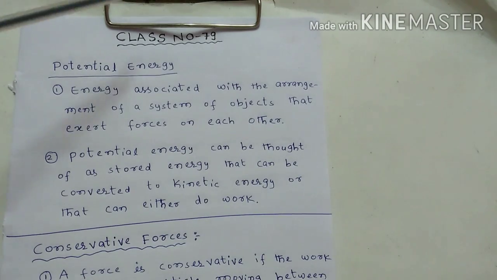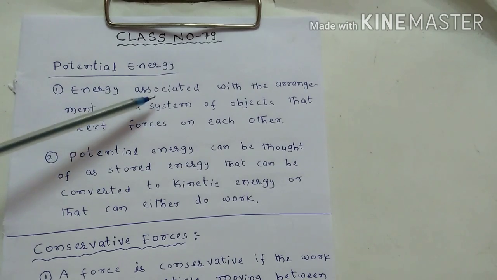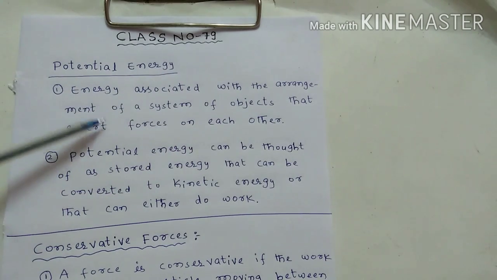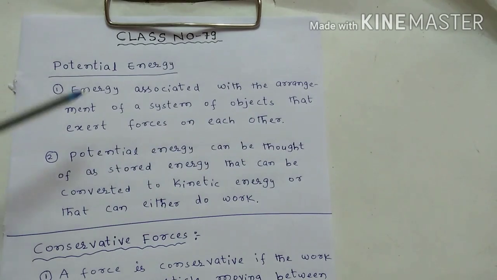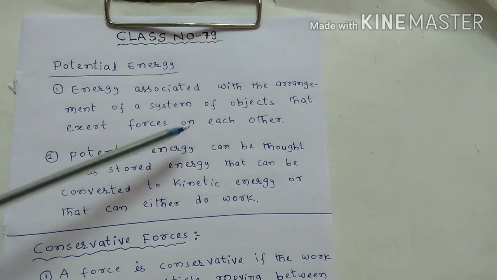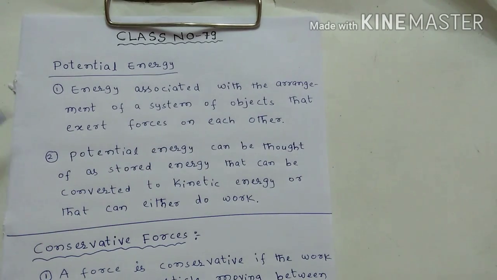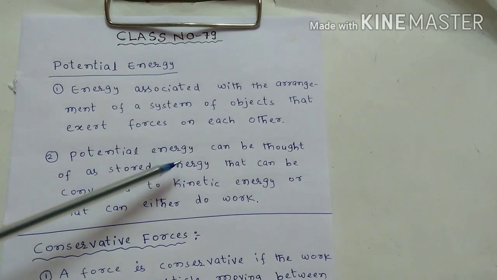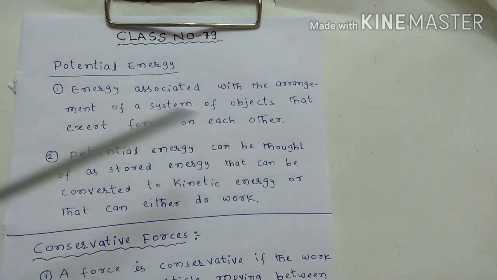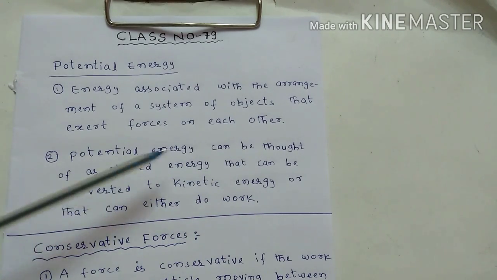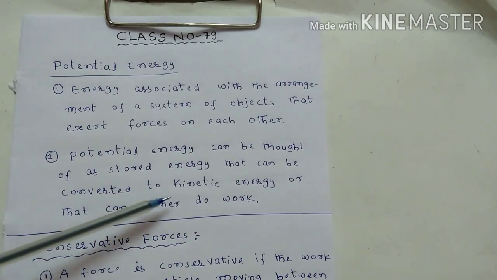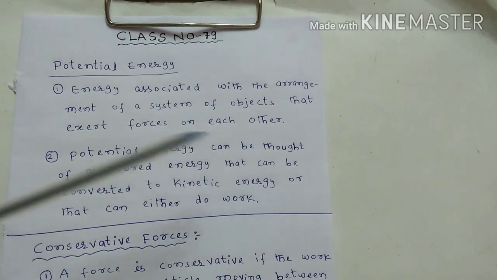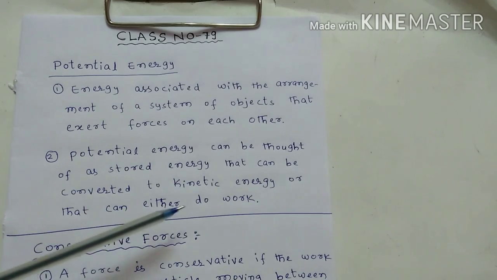This is class number 79. Potential energy: energy associated with the arrangement of a system of objects that exert forces on each other. Second point, potential energy can be thought of as stored energy that can be converted to kinetic energy or that can do work.